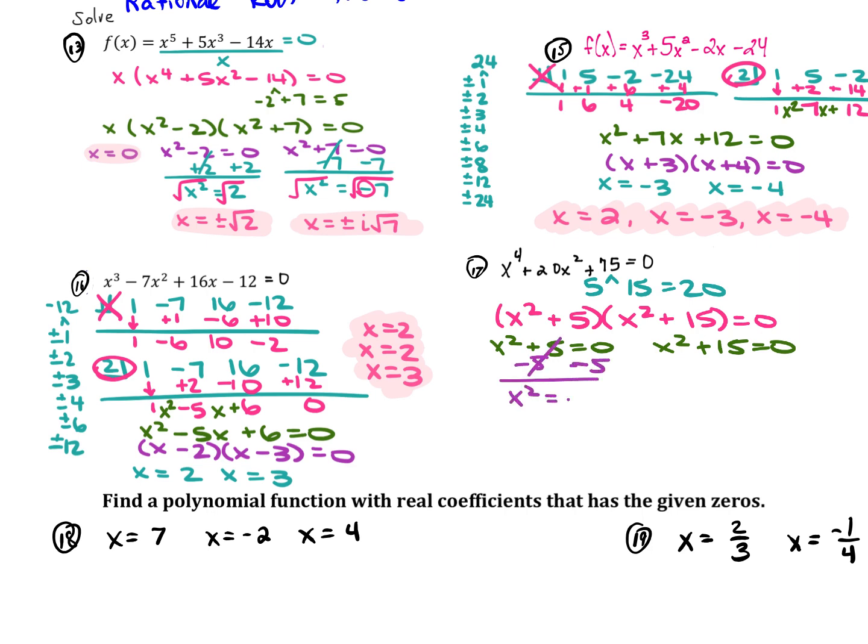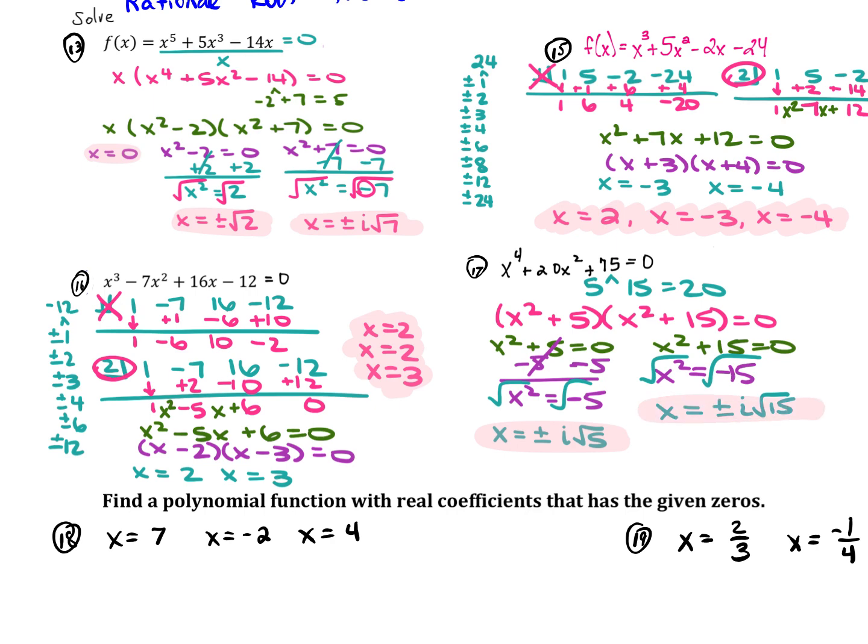You get x squared is equal to negative 5. Take the square root of both sides, so x is equal to plus or minus i square root 5. That's 2 of your solutions. Finish them out. x squared is equal to negative 15. Take the square root of both sides. x is equal to plus or minus i square root 15. That's another.